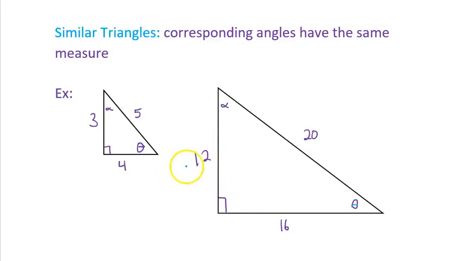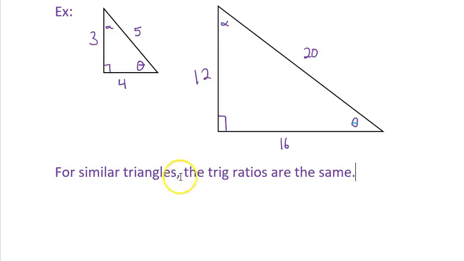And so that does have an effect on what we're doing because we are making relationships out of the sides. So let's put something down about that. For our focus today, what we want to say is that for similar triangles, the trig ratios are the same. Now, what do I mean by that?